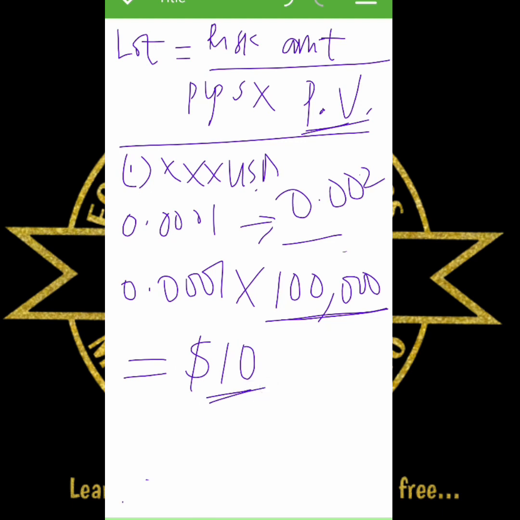Okay, now in a nutshell, what if I don't want to risk more than, let's say, $20 on the lot size I want to use? How do you do it? It's very simple. You just go to this formula and work out the lot size you're going to use.